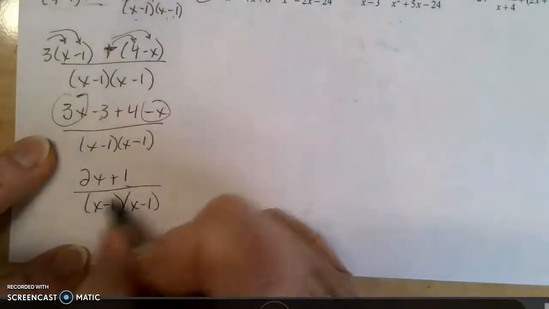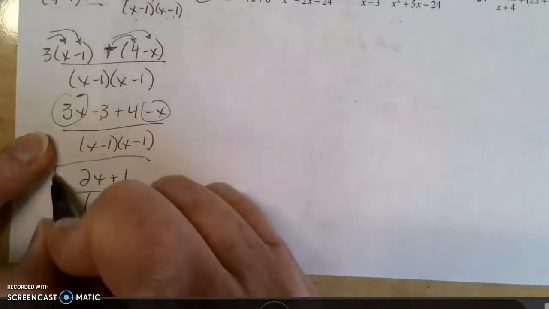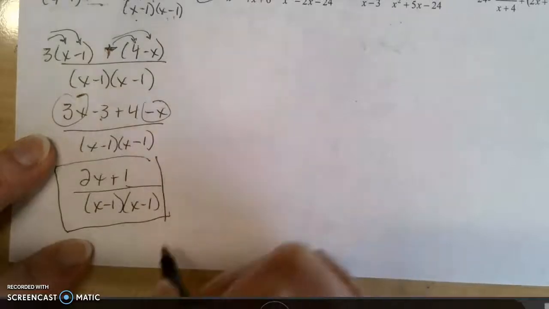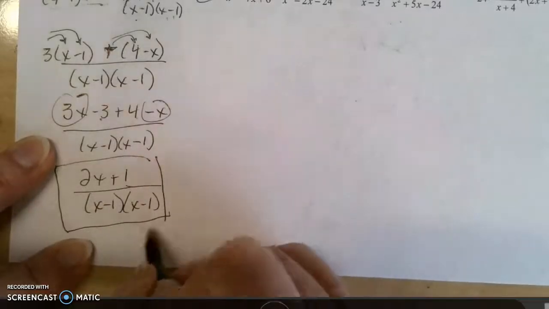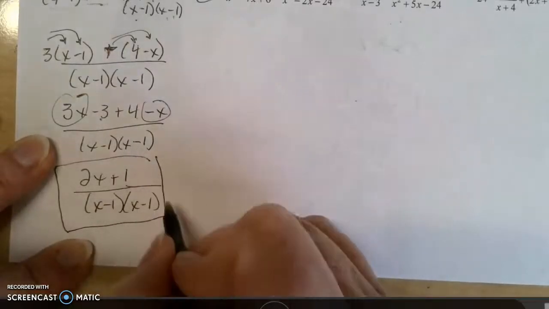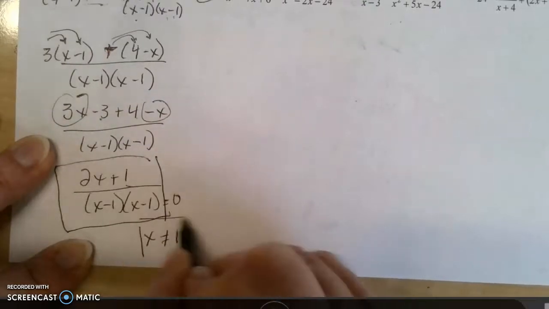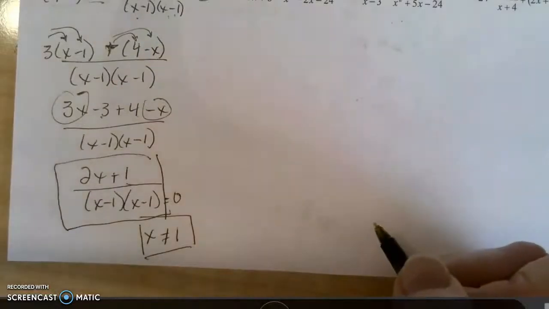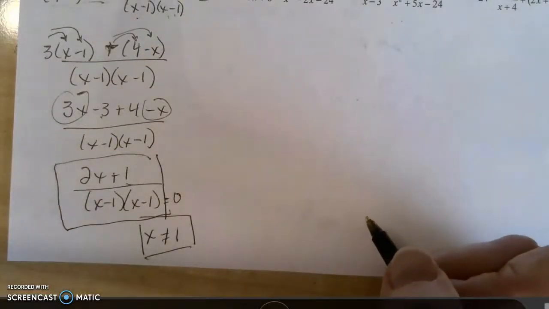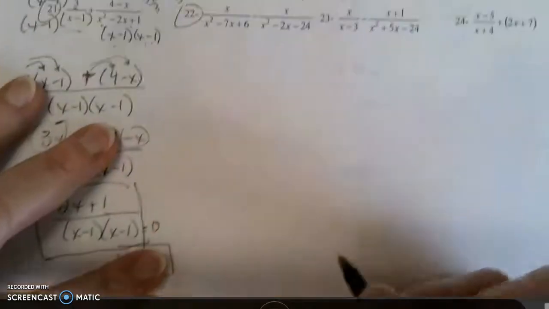Okay, so this, there's no common to cross off. Set it equal to 0. They're the same, so I really only need to solve it once. So x cannot equal a 1. That's my excluded value. All right, we're going to do one more.